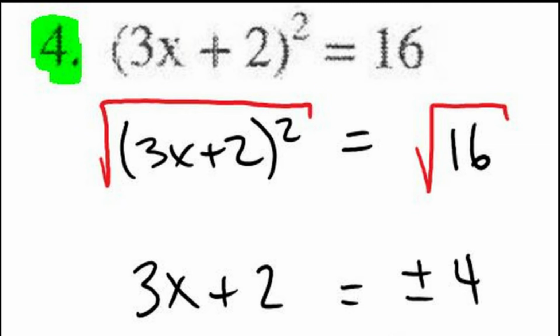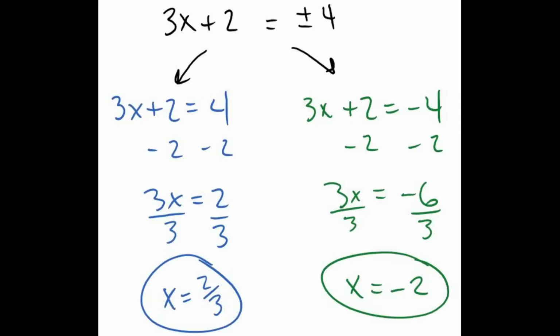So from here, I split it up into two versions. I did 3x plus 2 equals positive 4, and then I did 3x plus 2 equals negative 4. I'm just going to solve these two separately and get two different answers. So the blue one, subtract 2 from both sides, divide by 3, you end up getting x equals 2/3. That's done. That's pretty easy. The green one, subtract 2 from both sides, you end up getting 3x equals negative 6. Divide by 3, you end up getting x equals negative 2. Now that is done. And like I said, that was kind of a slick trick in order to get that answer a bit quicker than it would be the other way.